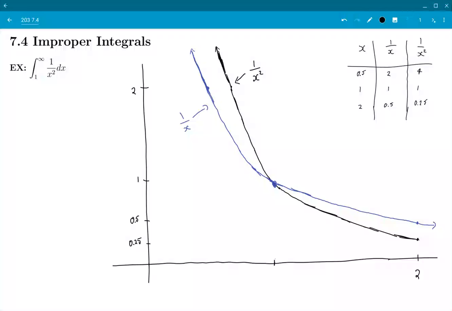Okay, pause and copy this. Don't forget the table of values over here.